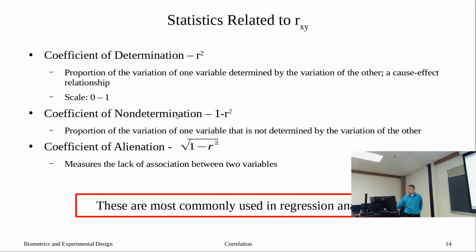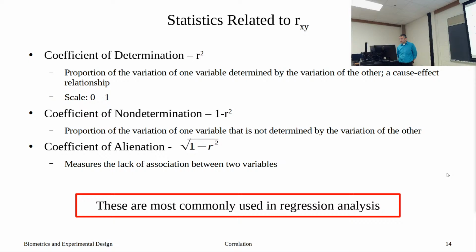Coefficient of alienation is a little bit different. That talks about the lack of association between two variables, which maybe would be useful. I've never used it. I've never really seen it being used. I'm just presenting it for completeness, and I probably won't ever ask you what the coefficient of alienation is. The one that we typically use is coefficient of determination. All right. So these are the most commonly used terms in our regression analysis.